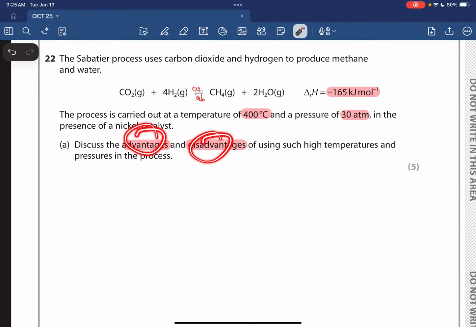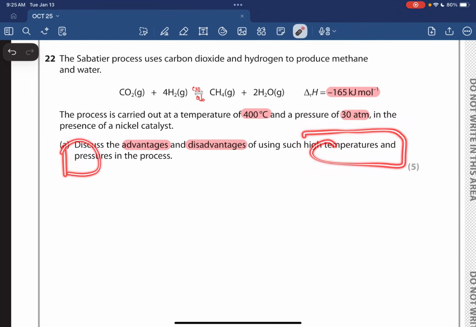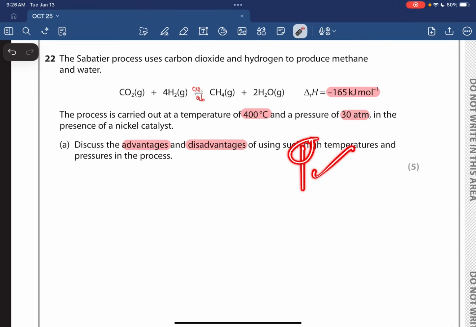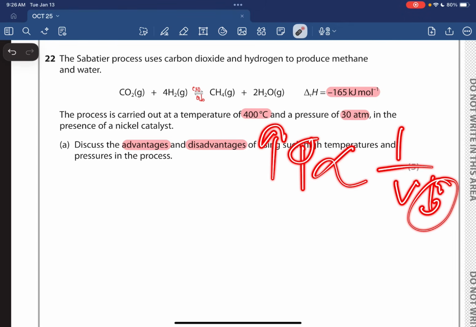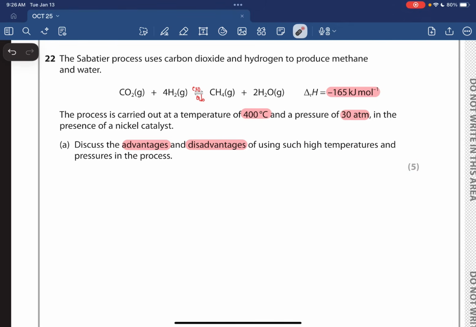Describe the advantage and disadvantage of using such high temperature and pressure. As you use high temperature, it increases the rate of reaction because particles have more kinetic energy, and as a result, there are more successful and frequent collisions. And also, as pressure is higher, pressure is inversely proportional to volume. So as pressure increases, volume is going to decrease, which leads to an increased frequency of collision. Or you could say that there are more gas particles per unit volume since the volume decreases with increasing pressure.